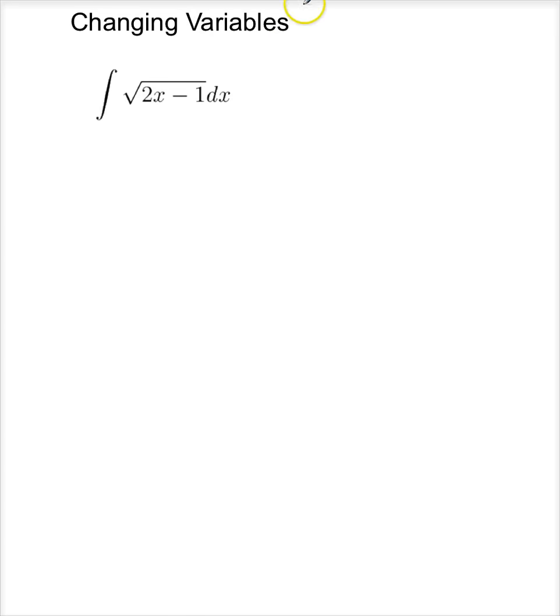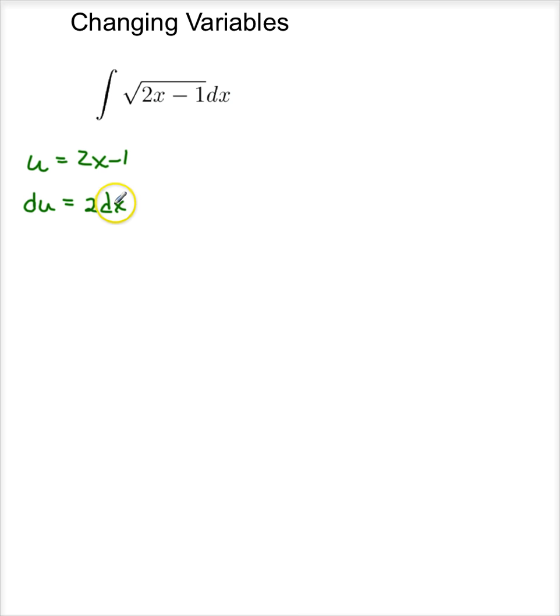So let's look at this function right here. Suppose I have the integral of 2 square root of 2x minus 1. You're going to want u to be what's inside. And for this, I need you to actually write u equals 2x minus 1. Then find du. du is 2 dx.